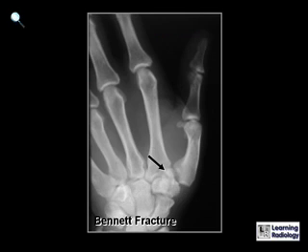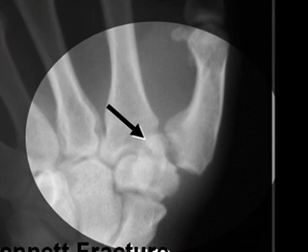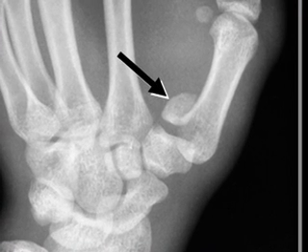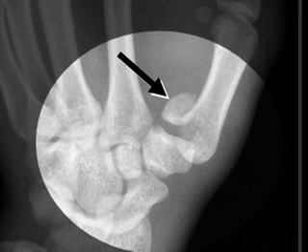This is an example of a Bennett fracture. The black arrow is pointing to the palmar beak fragment that continues to articulate with the trapezium while the remainder of the thumb is displaced laterally. Here's another example of a Bennett fracture. The black arrow is pointing to the portion of the base of the thumb which remains with the trapezium while the remainder of the thumb is displaced and dislocated laterally.